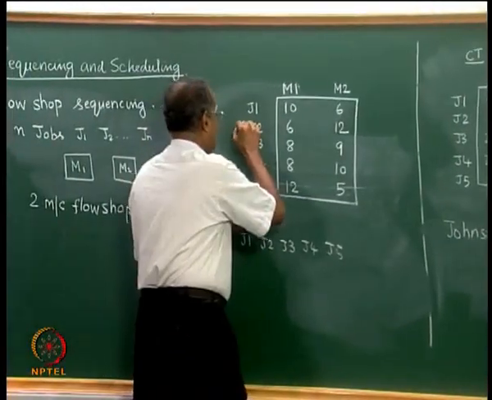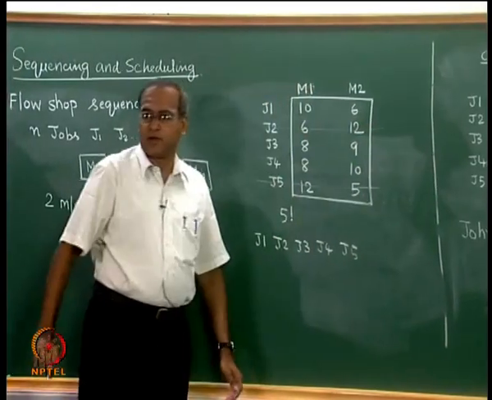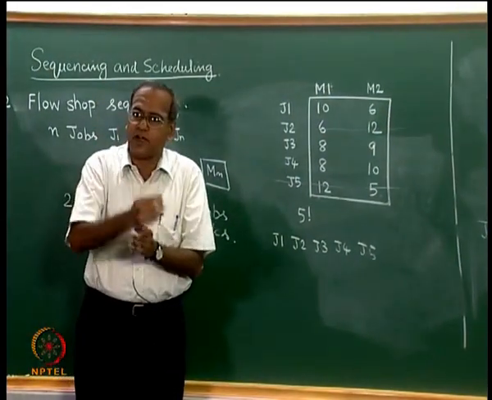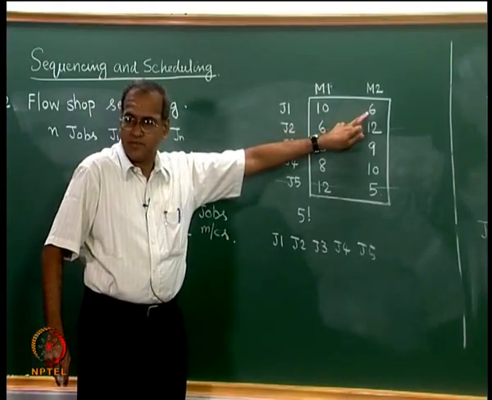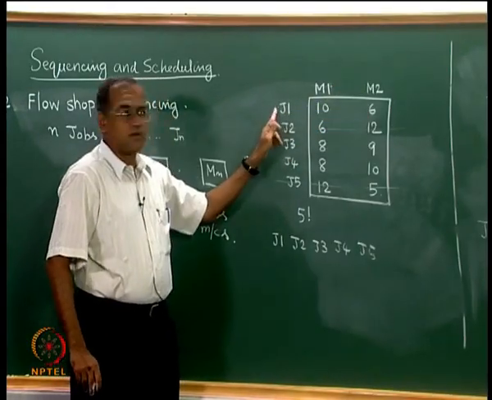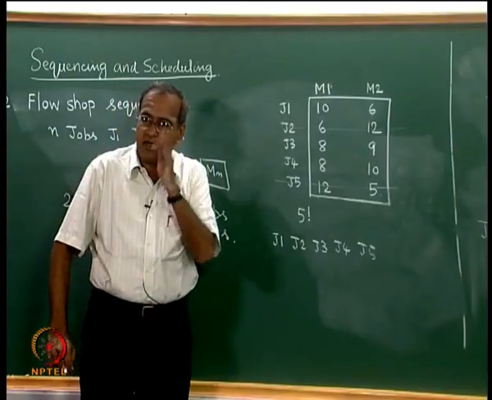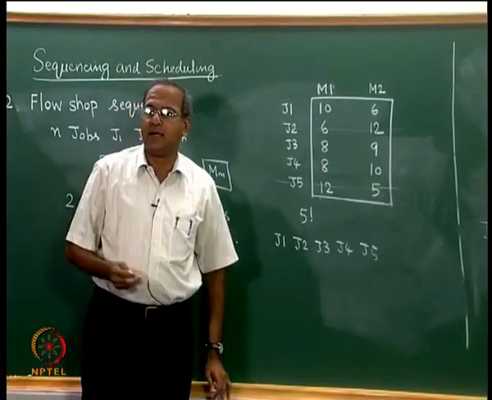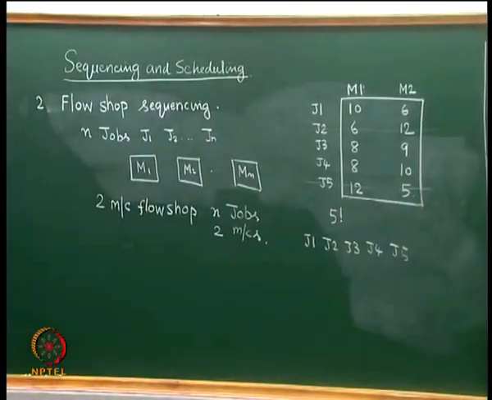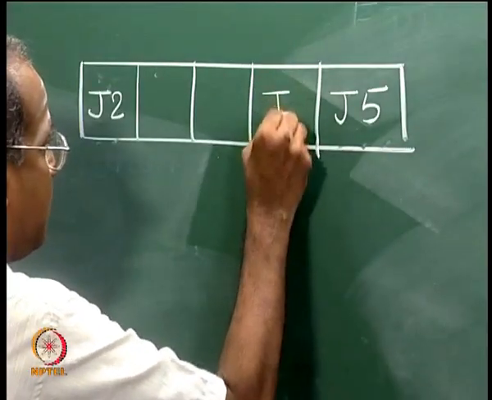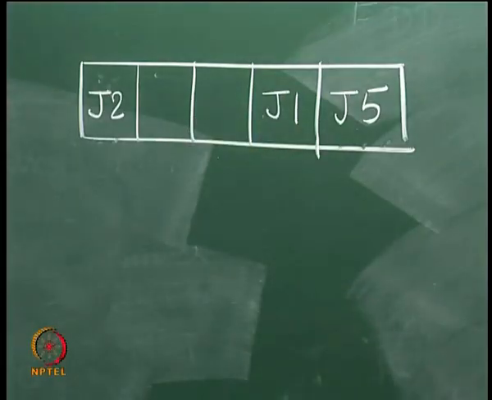Now, remove J2 from the table temporarily. Now, once again find the smallest number. The smallest number is 6, it is on M2 and it is for J1. Since it is on M2, come from the right and take the first available position, and put J1 here.